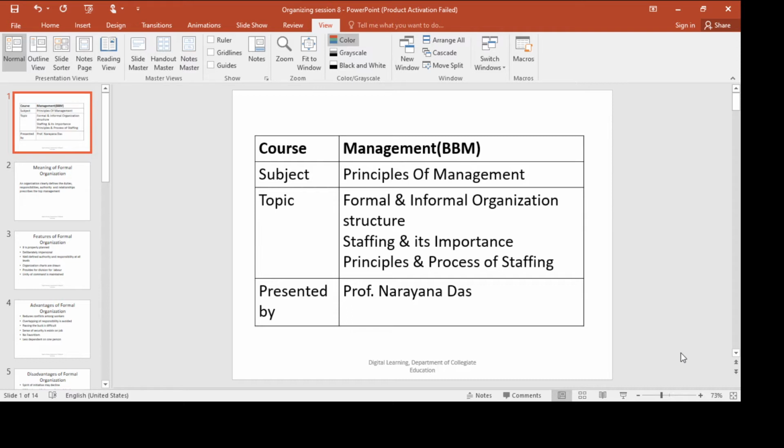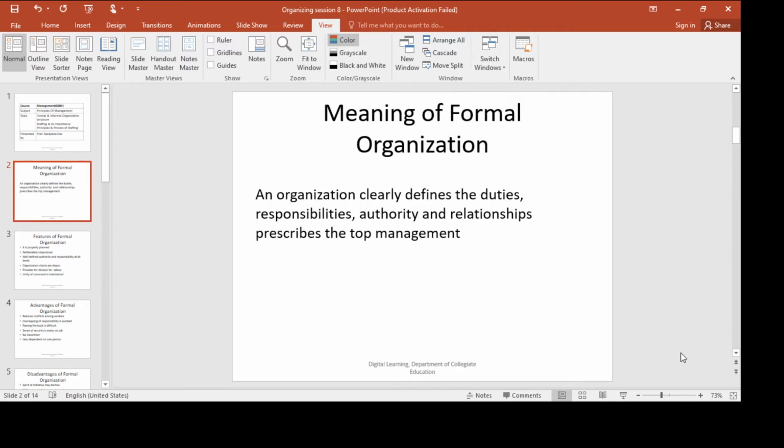Today I am going to discuss the topic formal and informal organization structures, staffing and its importance, principles and process of staffing. These are topics from principles of management related to the course management, that is PBM. So we'll move on to what is the meaning of formal organization structures.